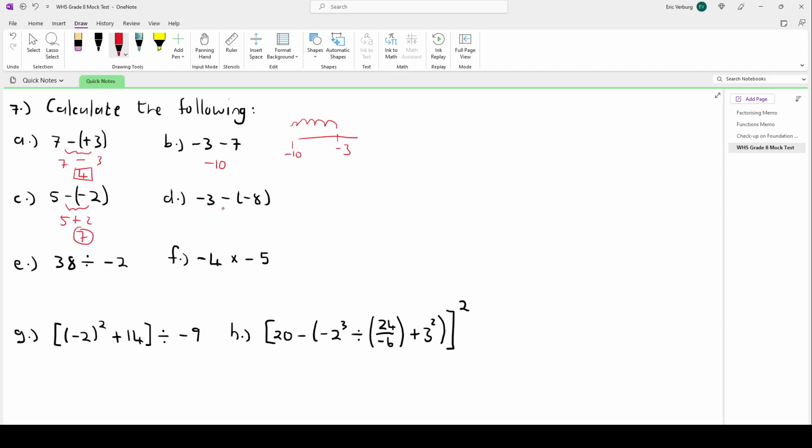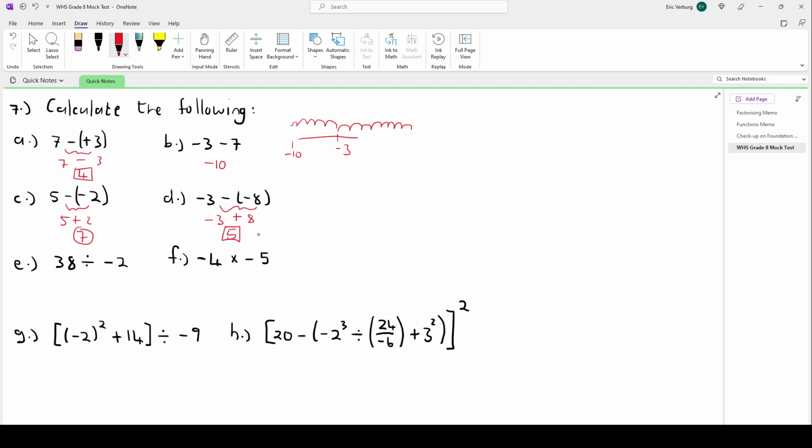Here we've got negative 3 minus, minus, or minus a negative. 2 negatives make a positive. So that gives us negative 3 plus 8. And that's the same as just saying positive 8 minus 3. So again, we can look at the number line. If we start at negative 3 and we go 8 to the right, when we go to the right it's negative 2, negative 1, 0, 1, 2, 3, 4, 5. So negative 3 plus 8 is 5.